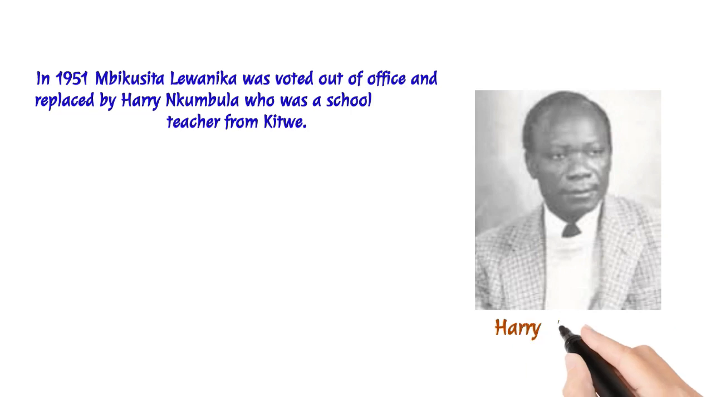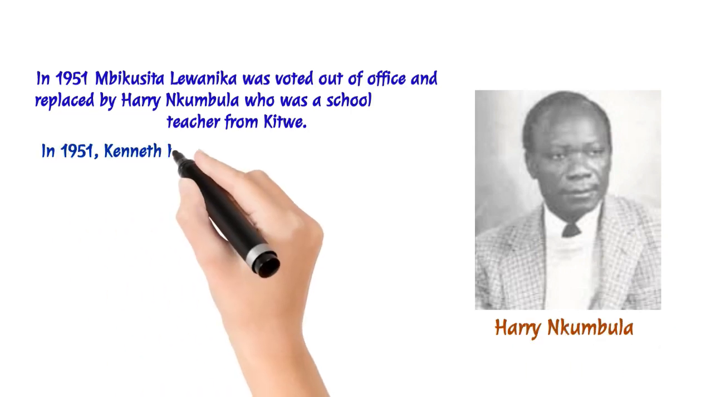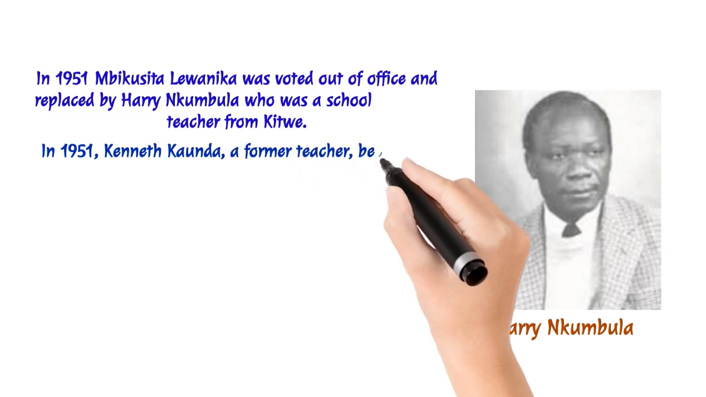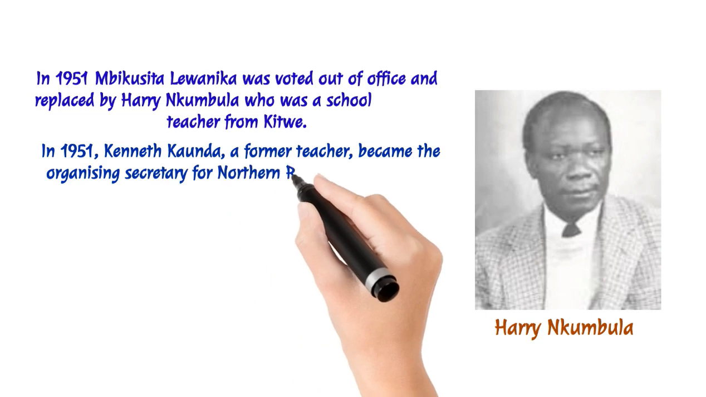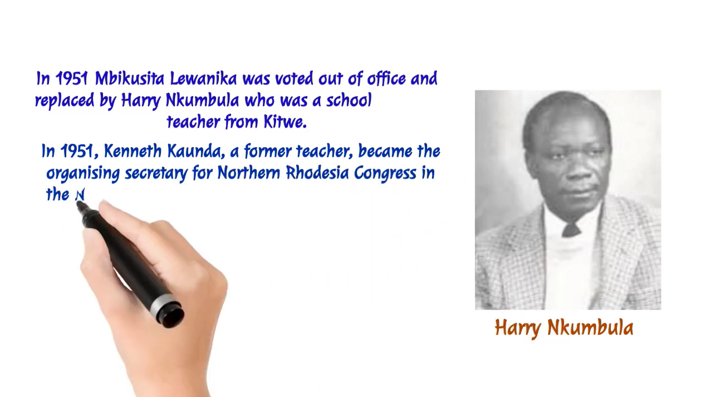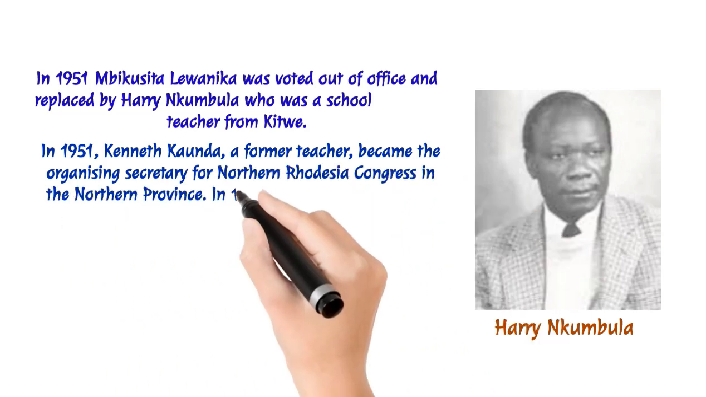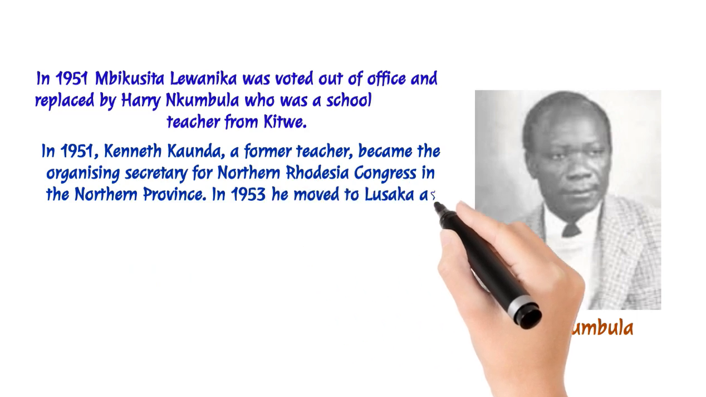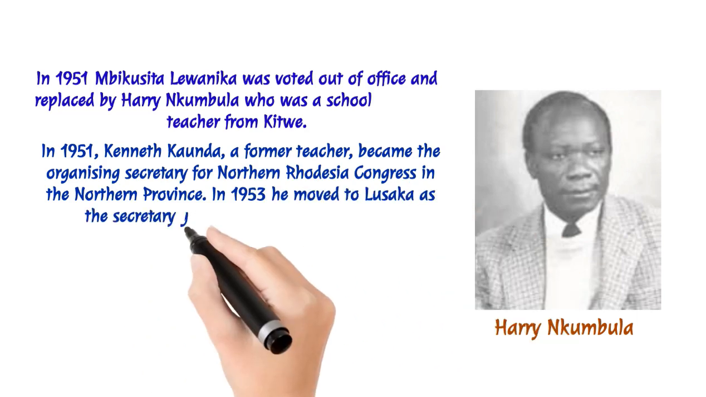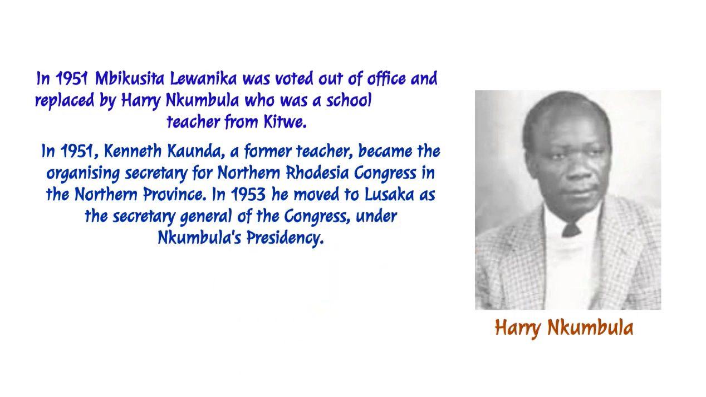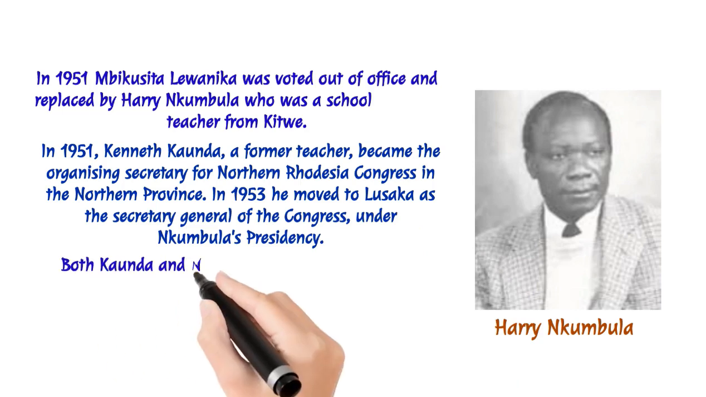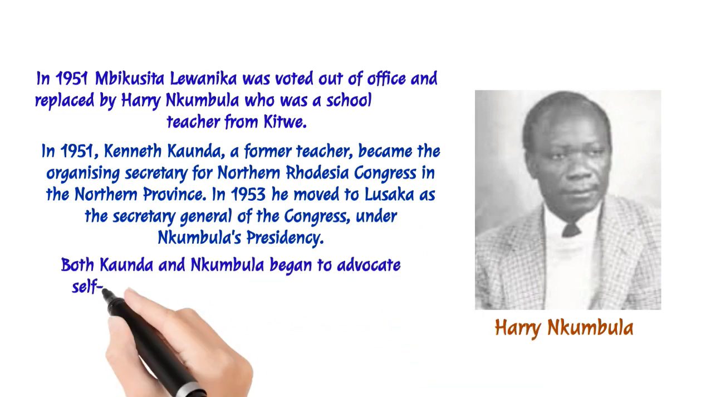In 1951, Kenneth Kaunda, a former teacher, became the organizing secretary for Northern Rhodesia Congress in the Northern Province. In 1953, he moved to Lusaka as Secretary General of the Congress under Nkumbula's presidency. Both Kaunda and Nkumbula began to advocate self-governance under African majority rule.